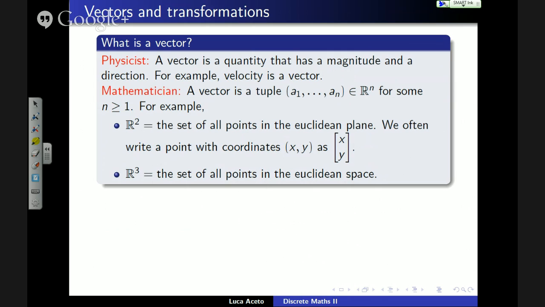But anyway, I will tell you later about why this GF2 stuff, bits with AND and exclusive OR, are so nice in computer science. But for now, let's think about real numbers. Let's pretend that we are mathematicians. Okay, so what is a vector? As I said, it's a tuple of numbers.